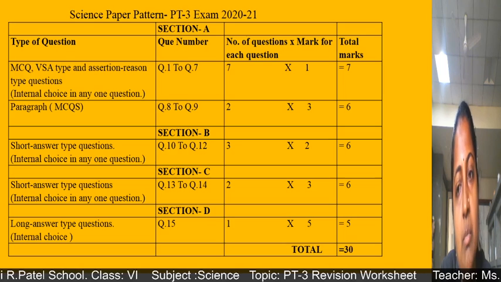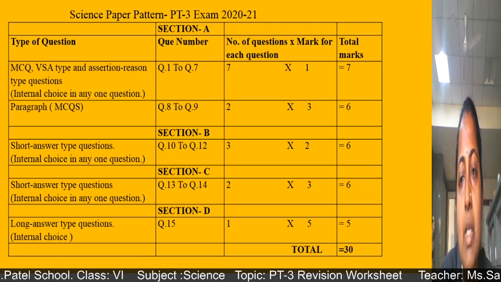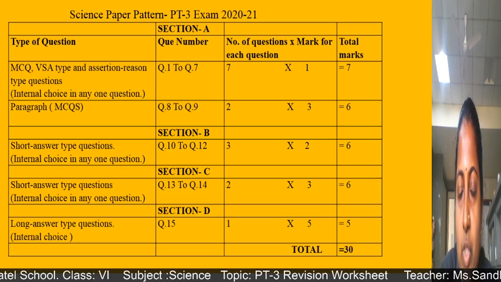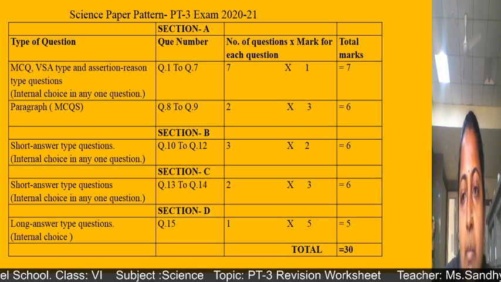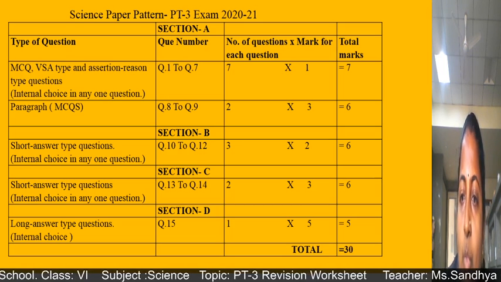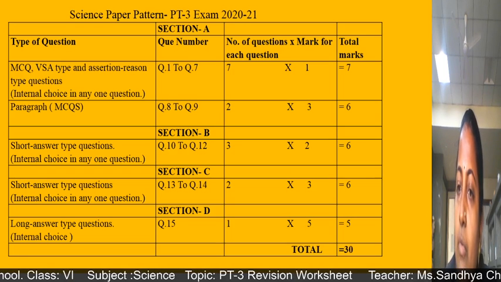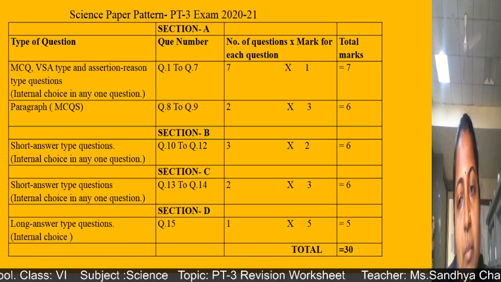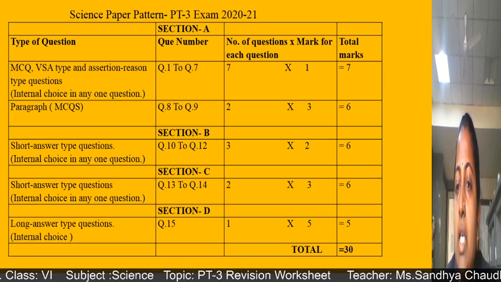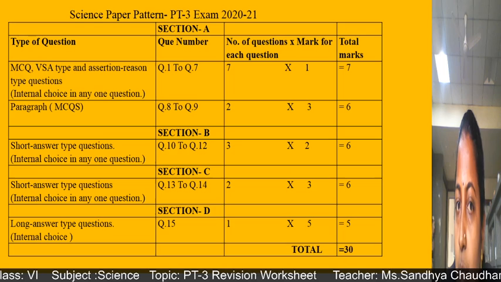In section A, question numbers 1 to 7 are for 1 mark. Question numbers 1 to 5 are simple 1 mark, one sentence or one word questions, and question numbers 6 and 7 will be assertion type questions. Then question numbers 8 and 9 will be paragraph based. You will get a paragraph and 4 questions. You have to solve 3, but my suggestion is that you please solve all 4 questions. Question number 9 also has 4 multiple choice questions. Out of that you have to solve only 3, but again you should solve 4 questions. So these are 2 questions for 3 marks each, so total 6 marks.